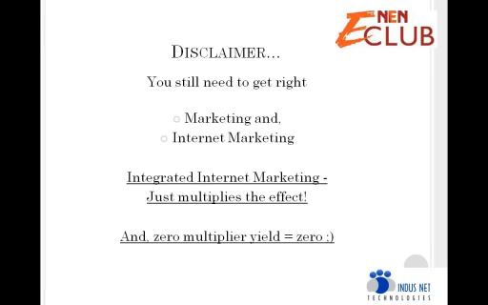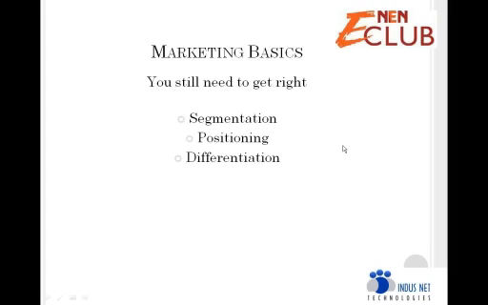But if you do not get your marketing right, which gives you a 0, then your 0 multiplier yield is always 0. So you actually get nothing out of it. So you still need to get your basics perfect before you go and create a complex structure. So again, running through your marketing basics very quickly.